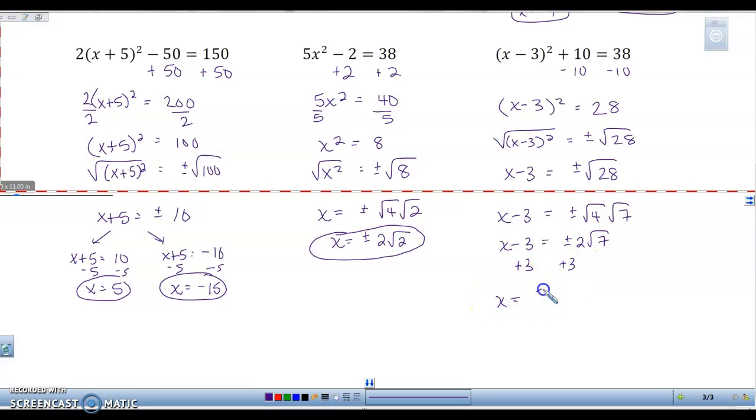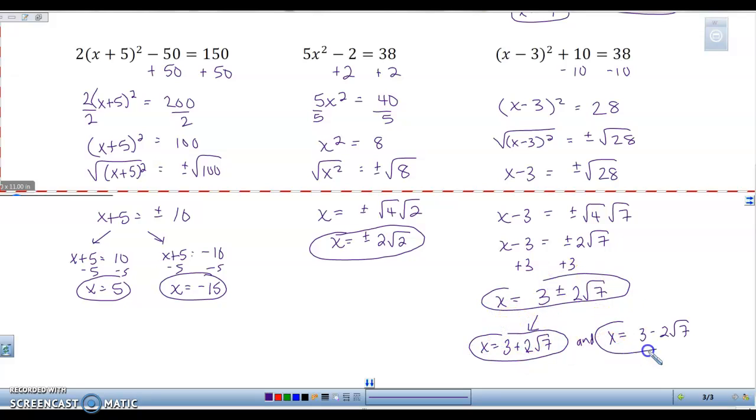So this is actually going to be x equals 3 plus or minus 2 times the square root of 7. Technically, what this is, is x equals 3 plus 2 times the square root of 7, and x is equal to 3 minus 2 times the square root of 7. Instead of having to write them both separately like this, you can write it as 3 plus or minus 2 square root of 7. It means the same thing. Okay, so make sure there are the two answers there when you do that. Usually you see it like this, but it actually means these are the two answers that you need.